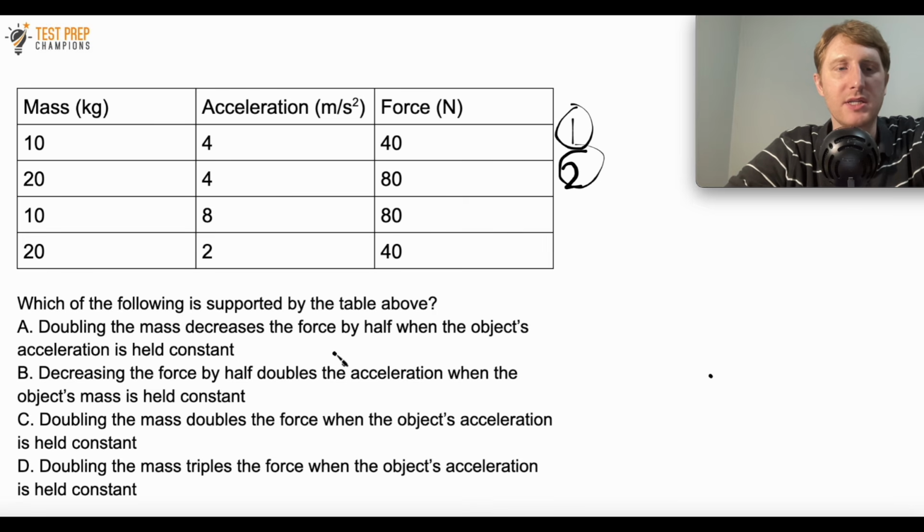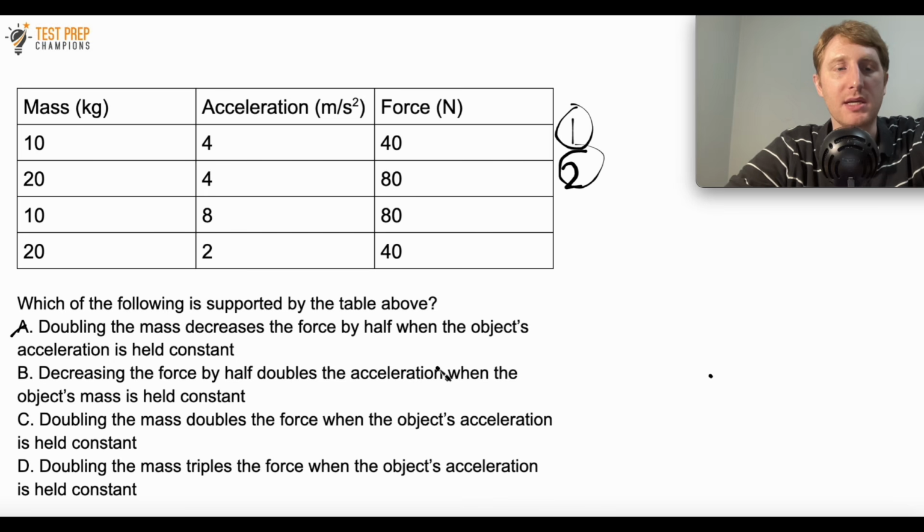Now it says here, doubling the mass decreases the force by half. So we see that in case 1, the mass is 10, and in case 2, it's doubled to 20. So what happened to the force when we did that? Well, the force was 40 in case 1, and when the mass doubles and the acceleration is held constant, the force also doubled. So this one's incorrect, because doubling the mass does not decrease the force by half. We actually see that the force doubled.